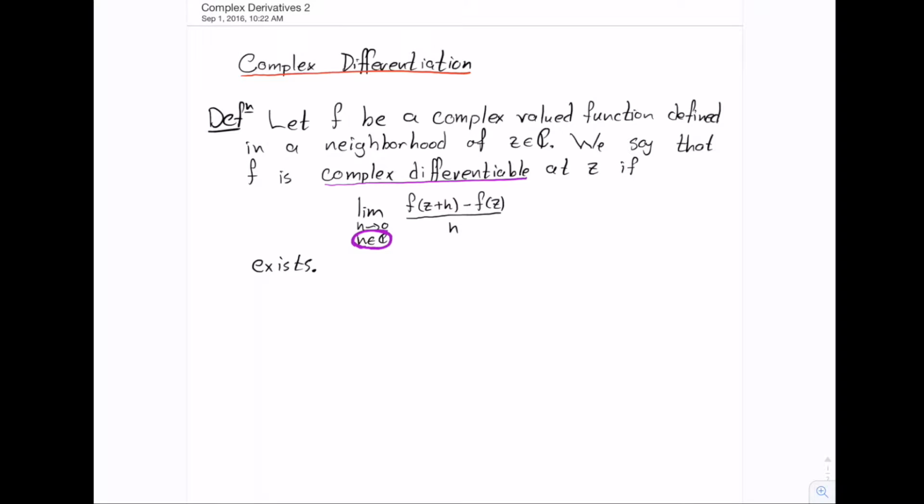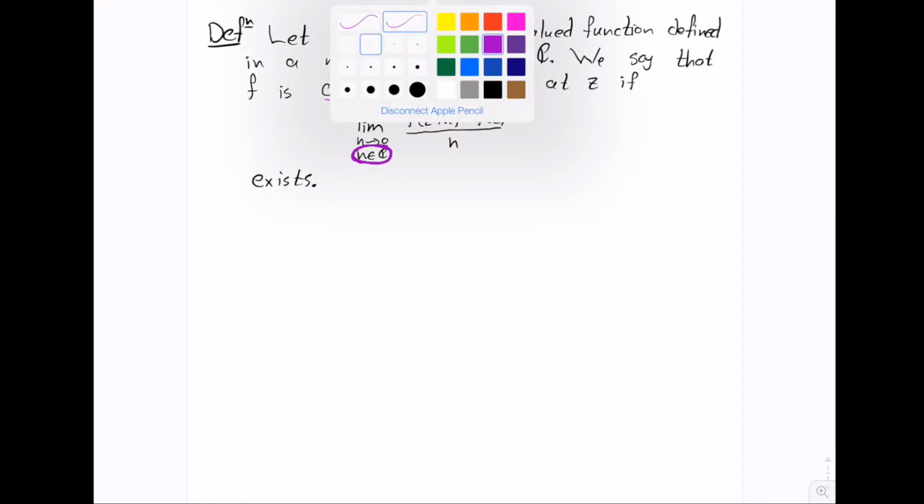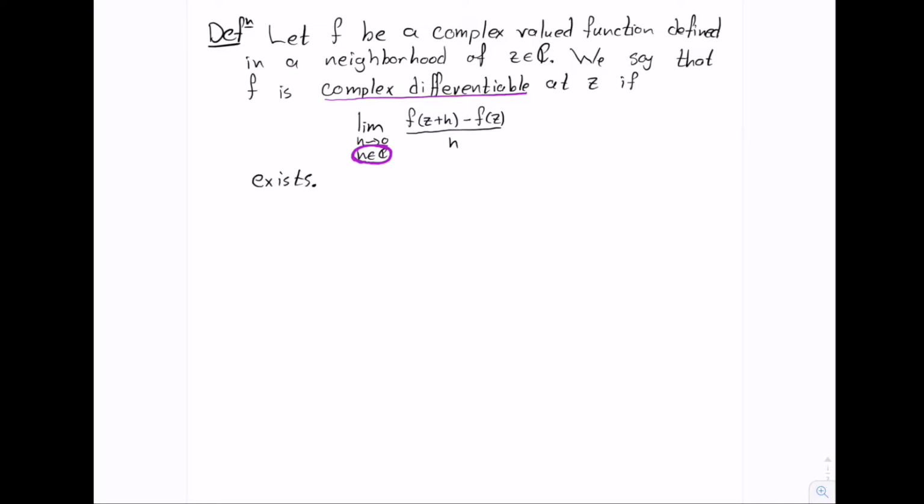So the formula looks strikingly similar for a derivative, the limit that you're trying to compute, except now h is allowed to be any complex number. And our goal for the next little bit is to explore what this means and what properties follow and what sort of amazing mathematics comes from this definition. Okay, so here we go. The first thing, of course, is that we should talk about some basic properties.